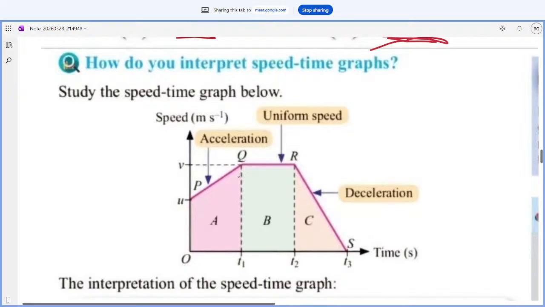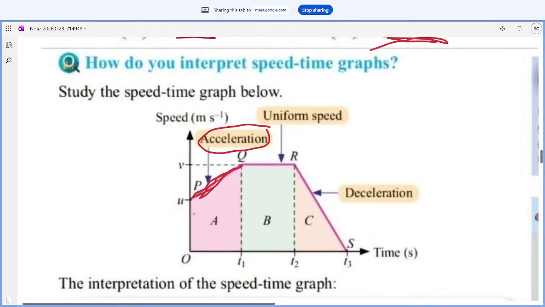They'll ask you to describe the motion, uraikan pergerakan. So for PQ, guys, you can see this is an acceleration. Constant or not constant, guys, may I know? Malar atau tak malar? Pecutan ni, PQ. You see, speed time graph, straight line, garis lurus. So, are you sure increasing? Now we're talking acceleration, guys. Is the acceleration constant or not constant? Okay, it's a constant acceleration.